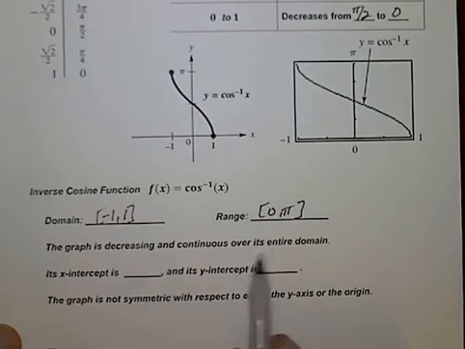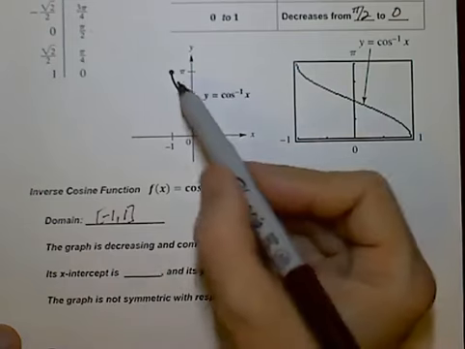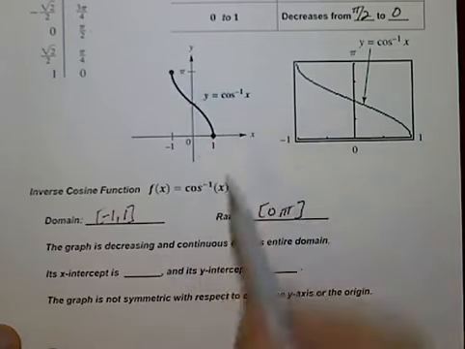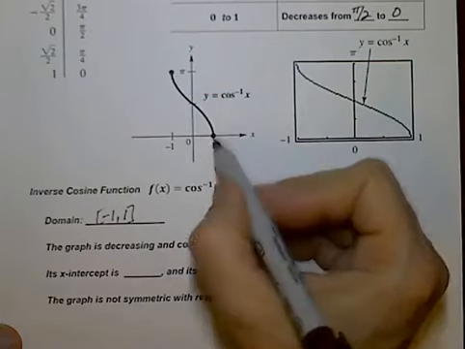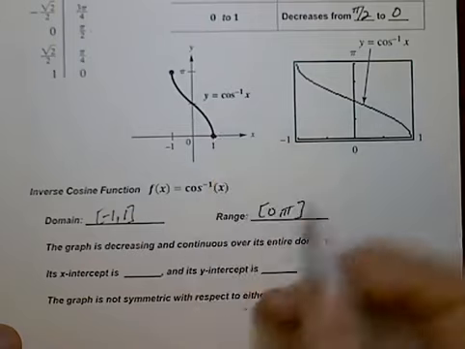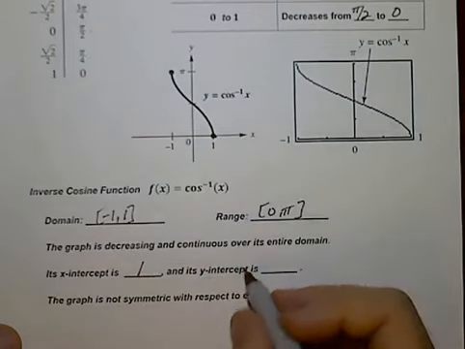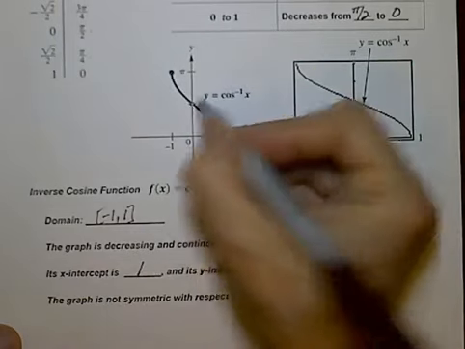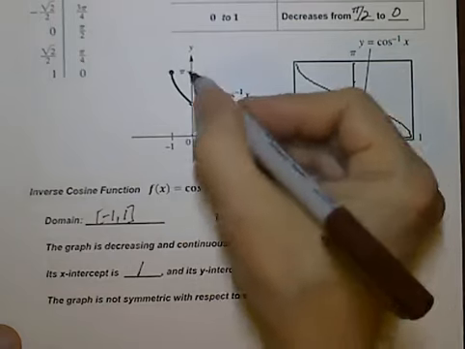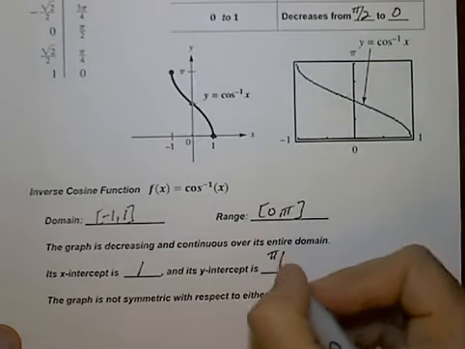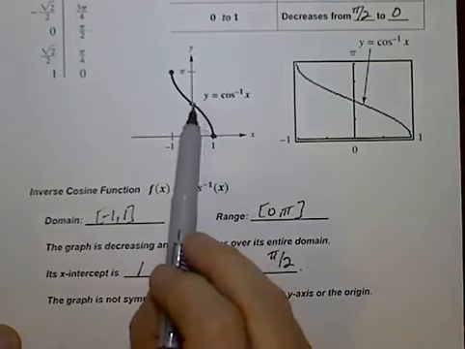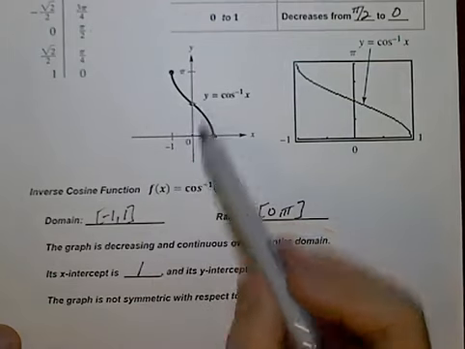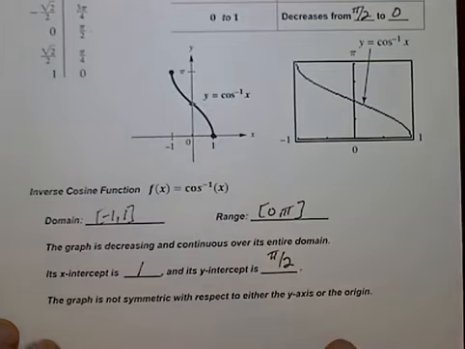This graph is decreasing and continuous across the entire domain, so from here to here there are no gaps or jumps or vertical asymptotes. Our x-intercept is right here, so that's at 1. And our y-intercept is right here. That's halfway between 0 and pi, so that would be at pi over 2. And this graph isn't symmetric with respect to either the y-axis or the origin.